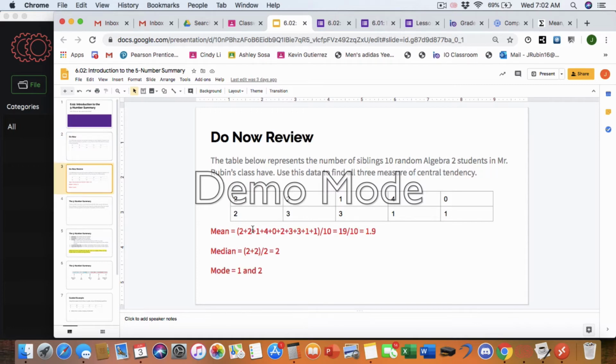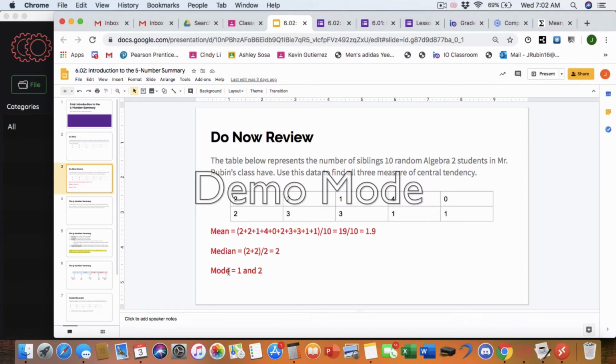All right, so the mean, right? I added up the number of siblings for those 10 kids. I divided by 10. So I got 19 divided by 10, which is 1.9. Now the median, right? There's 10 students. So I organized them from smallest to highest. I eliminate so that I'm left with my two middle numbers, which were 2 and 2, and then I average them out. Obviously, 2 plus 2 divided by 2 is still 2.